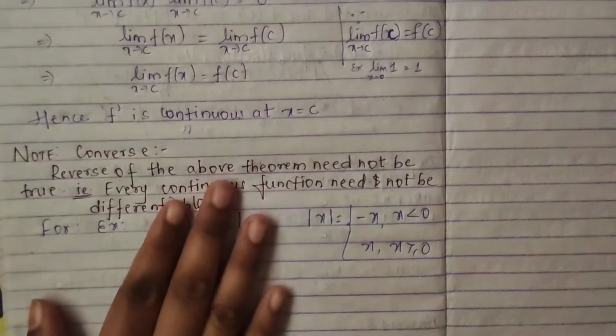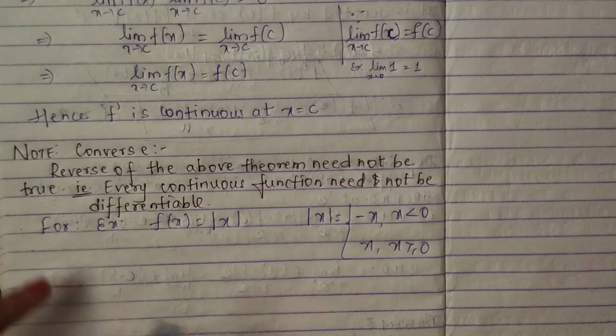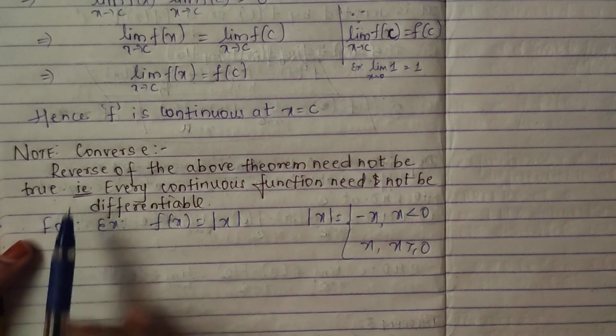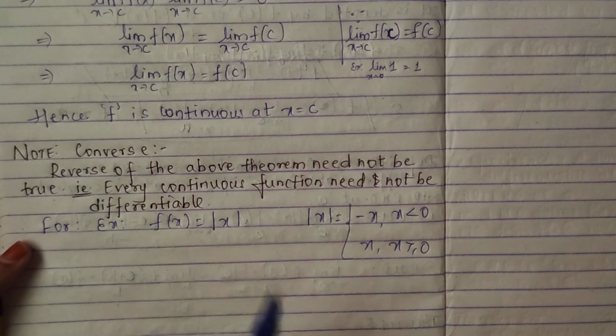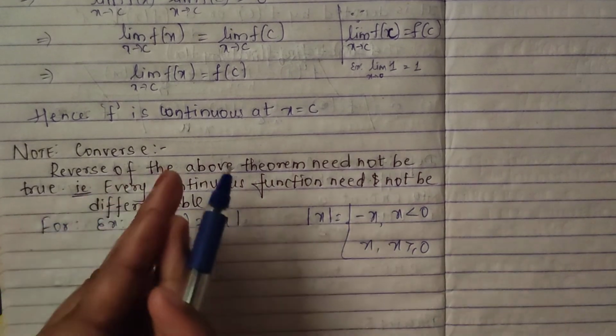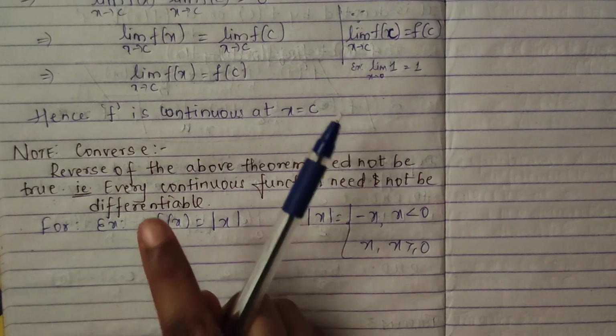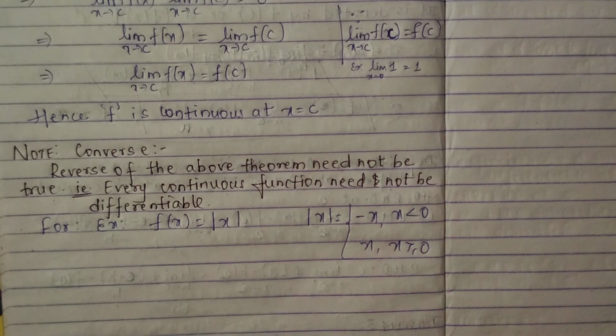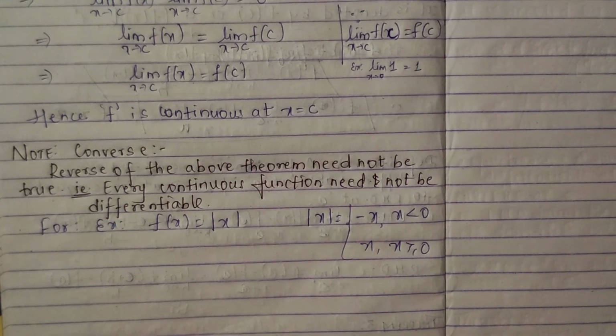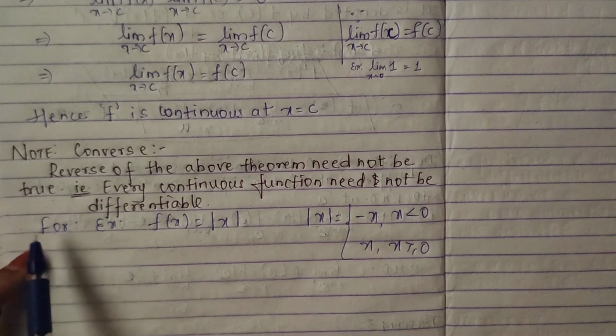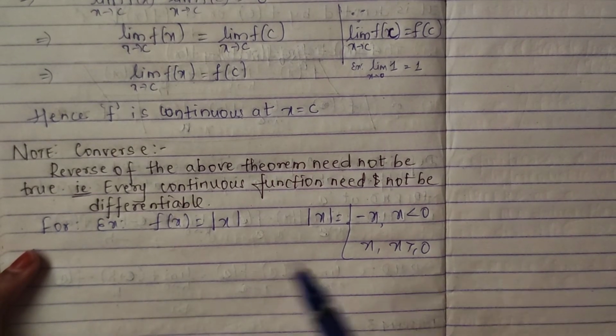So the converse part of the above theorem need not be true, that is, every continuous function need not be differentiable. Your main theorem was what? Every differentiable function is continuous, but its converse, that every continuous function is differentiable, need not be true. Why am I telling you so? We will see with our example why I am telling you like this.